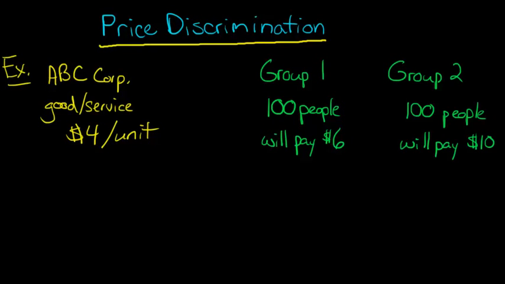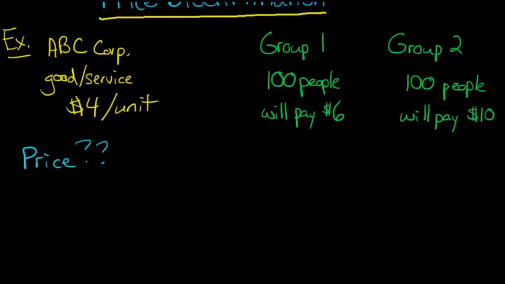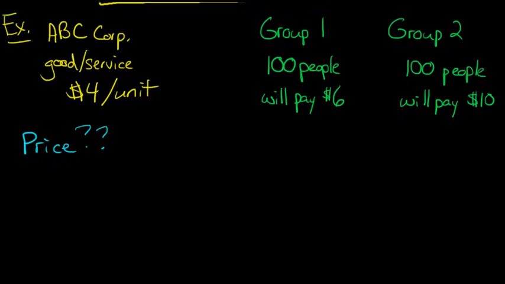So let's just think about this, because we've got an important decision to make, and that's, what price do we charge? What's our price? Do we charge $6? Do we charge $10? Do we charge somewhere in the middle? So let's think about this here. Let's assume that we charge $10.